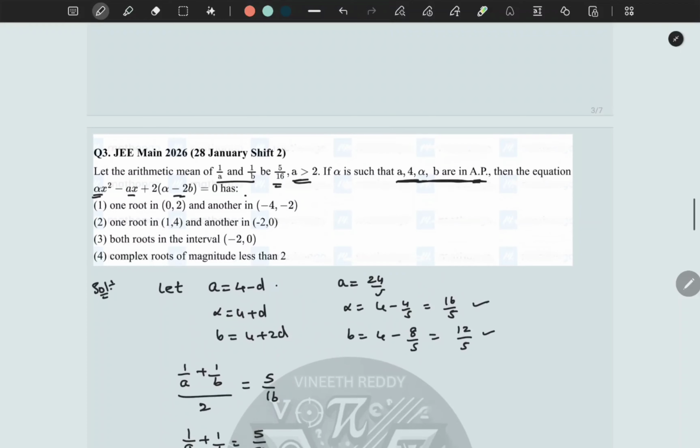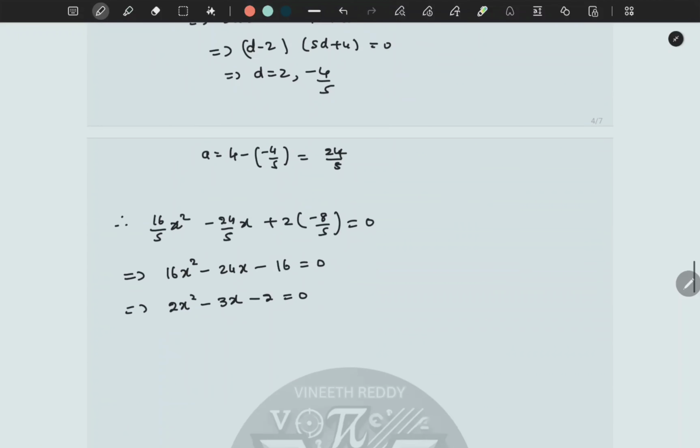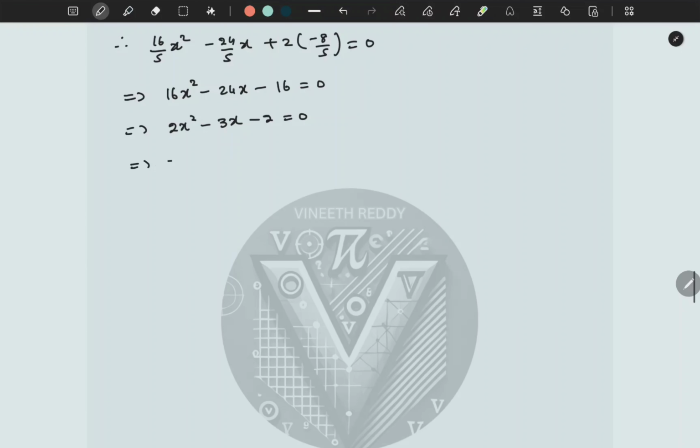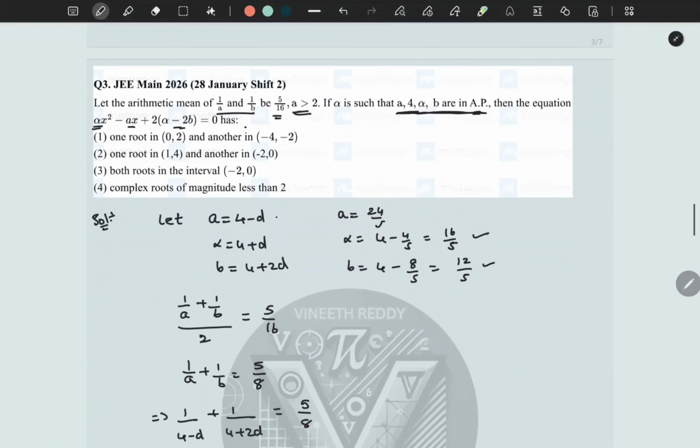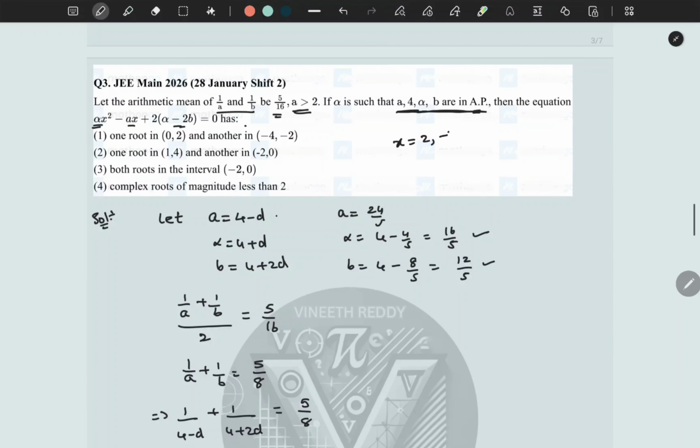So what is he asking here? One root of... okay. So can we find these roots? Yes, definitely we can find these roots. So we can factorise: x minus 2 into 2x plus 1. So either x equals 2 or minus 1 by 2. So one root is 2, the other root is minus 1 by 2. So let us say x equals 2 comma minus 1 by 2.